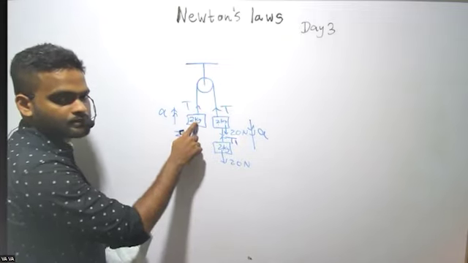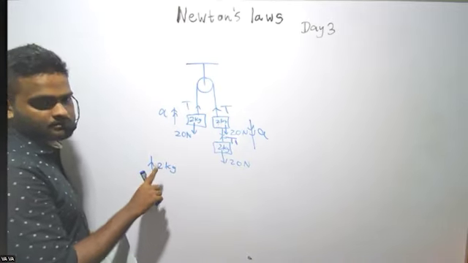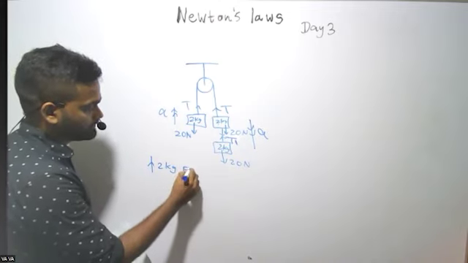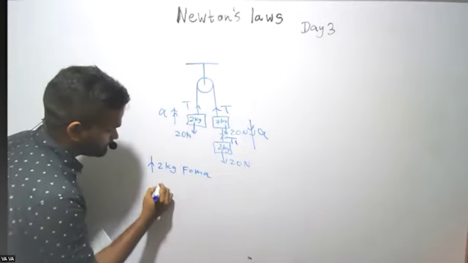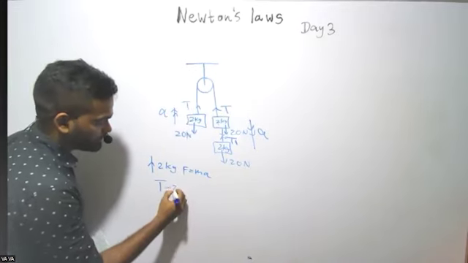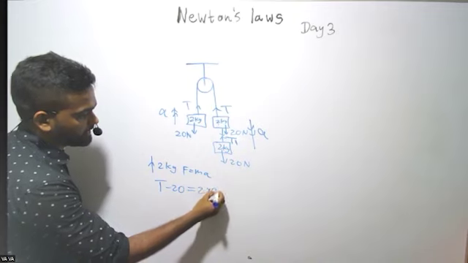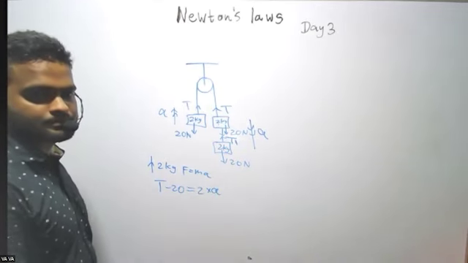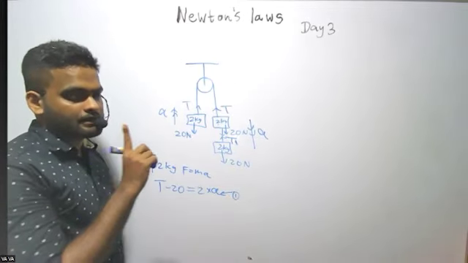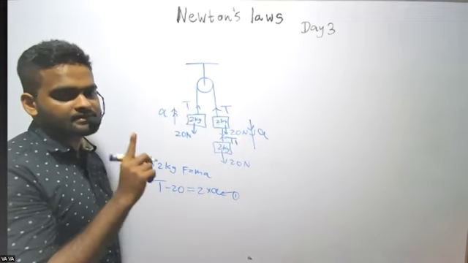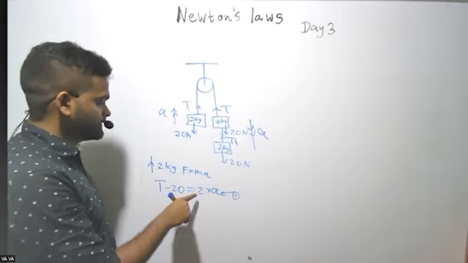First, I'll apply F equals ma to the 2 kilogram mass, upwards. You have to define the system. So what are the forces? Upwards T, downwards minus 20, equals mass 2 kilogram times acceleration. Acceleration we don't know. So that's the first equation. When you get a question like this, the first thing is you need to find the acceleration. To find anything else, first you need to find the acceleration.